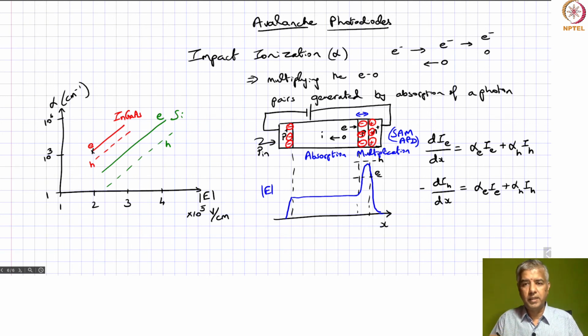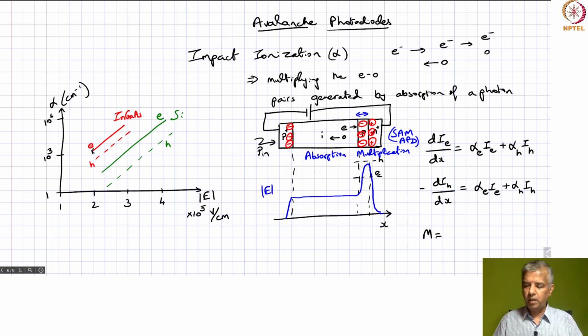Along with the charge neutrality, which says that whenever an electron is generated, there's also a hole that's generated, the sum of the electron current and the hole current is a constant, and that's uniform across the entire structure. So you can do all of this, solve these equations, and get an expression for the multiplicative gain. That gain value, you can call that M.